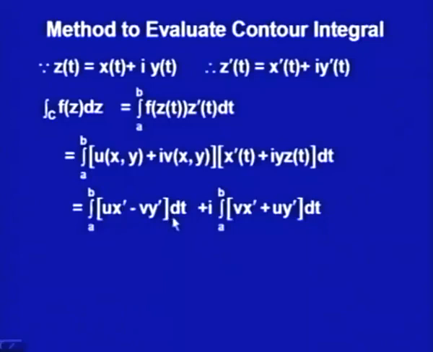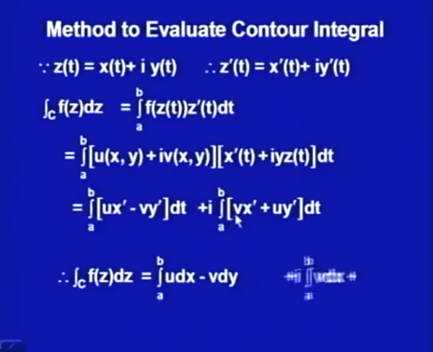Now, since all these are real ones, that is what we could write. u is a function of x and y, and x is a function of t. So, what we could write, u x dash dt, we could simply write as u dx. So, you see we could write it as u dx minus v dy. Similarly, this one I could write as I times integral a to b v dx plus u dy.